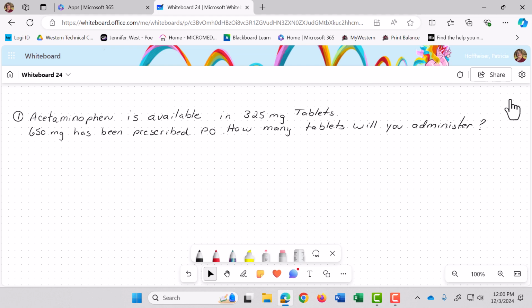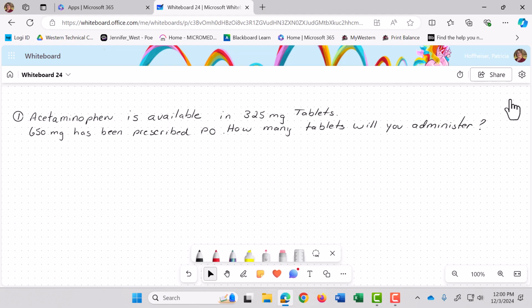So the first problem on the Tylenol worksheet says acetaminophen is available in 325 milligram tablets. 650 milligrams has been prescribed PO. How many tablets will you administer? So this is a very easy problem that they can actually visually see the answer to. But the way we explain it is that's not the point. This is deliberately made easy so that you can learn how to set up your calculation so that you will understand the method later on when things get more complex.